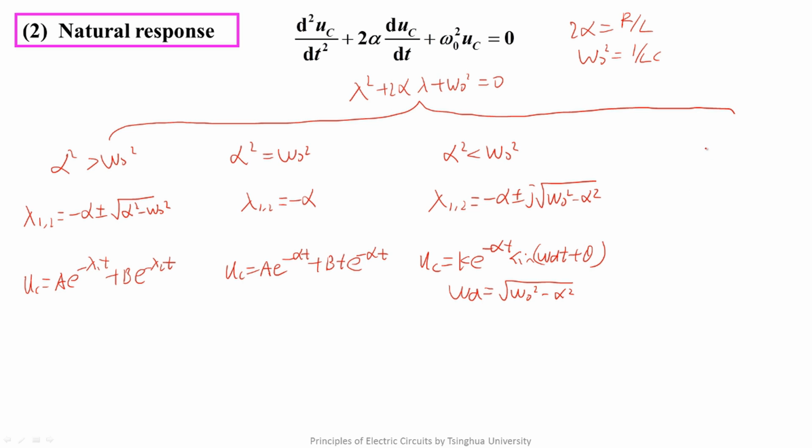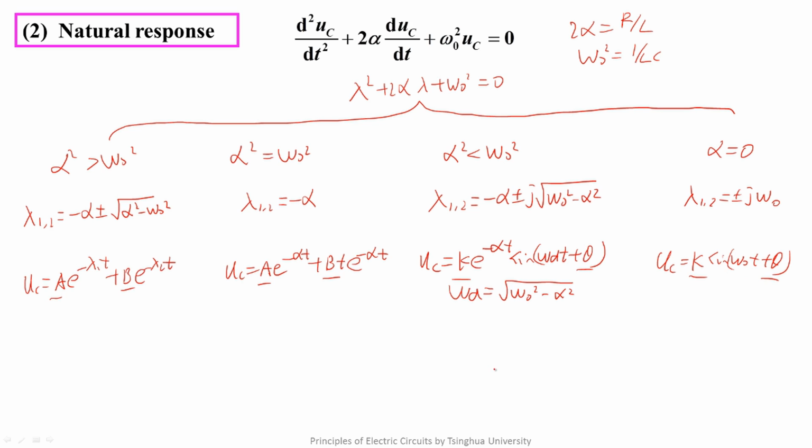The fourth is special, where alpha equals 0. In this case, the characteristic equation has two conjugate imaginary roots, that is lambda 1, 2 equals plus minus j omega 0. Similar to the previous discussion, we know that its general solution can be written in the form of uC equals K times sine of omega 0 t plus theta. Here, A, B, K, and theta are all undetermined coefficients of the general solutions.